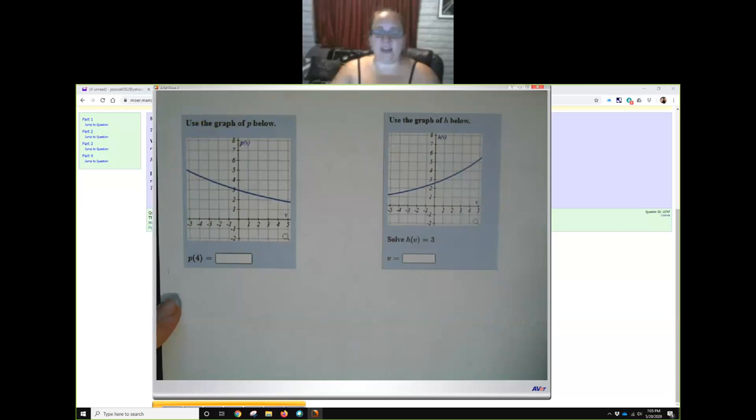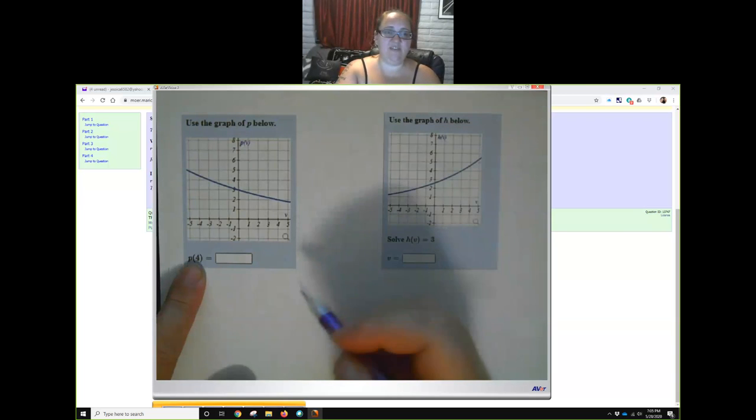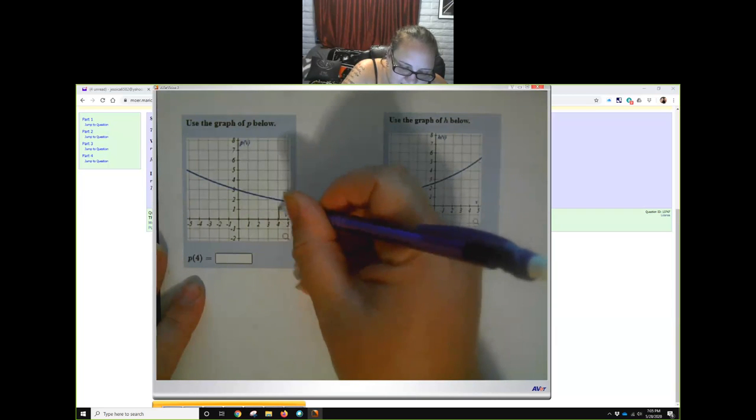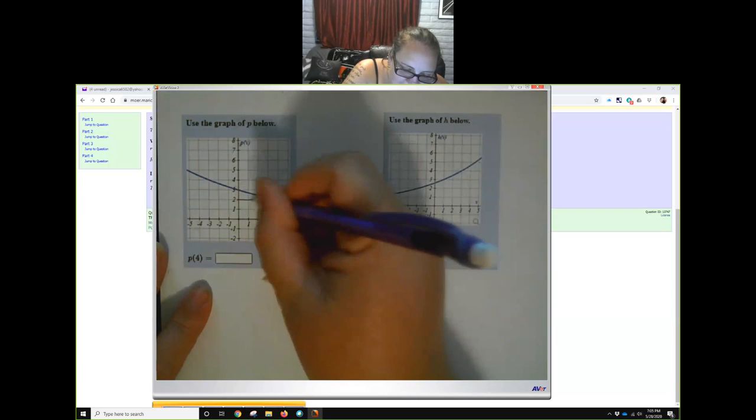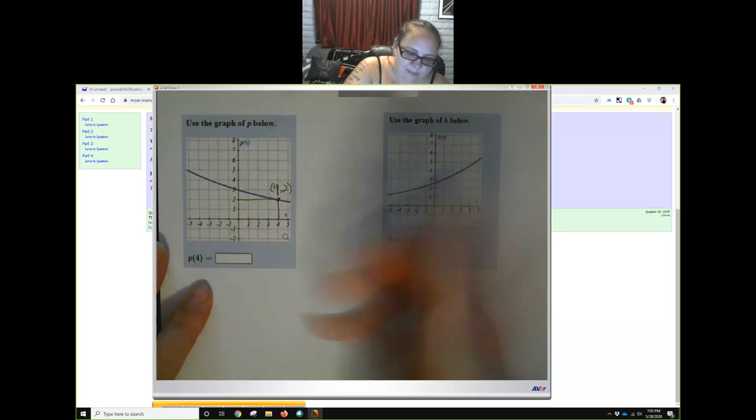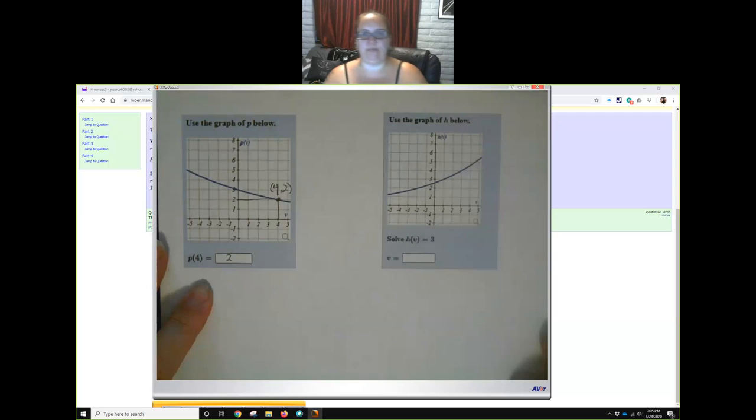So on a graph, again, we're going to do the same thing. Here, they've given me X. So I'm going to go to 4 on the X, and I'm going to go up and find where on the Y that is. This is the point (4, 2). So that means when X is 4, Y is 2.